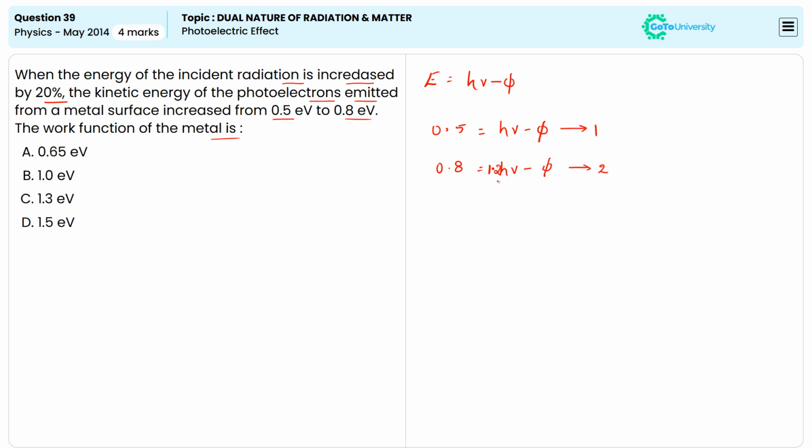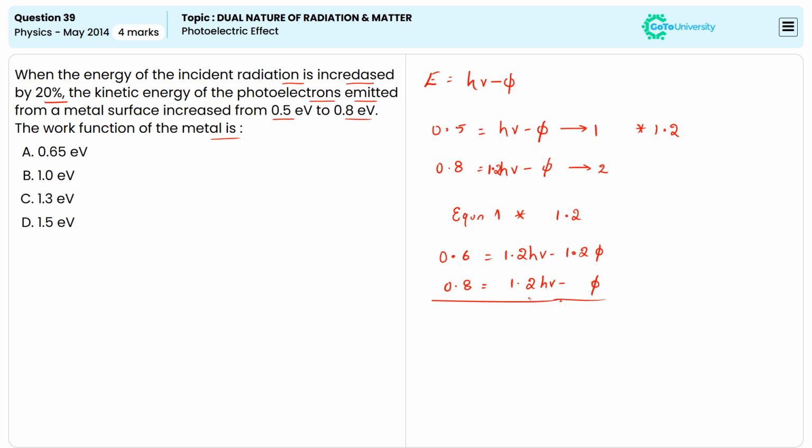Then by equating equation number 1 and 2, I need to balance this one. So by multiplying equation number 1 by 1.2, we get the answer. If I multiply the first equation by 1.2, we get 1.2 into 0.5 is 0.6 is equal to 1.2 hν minus 1.2φ. Then the second equation as it is, 0.8 is equal to 1.2 hν minus φ.